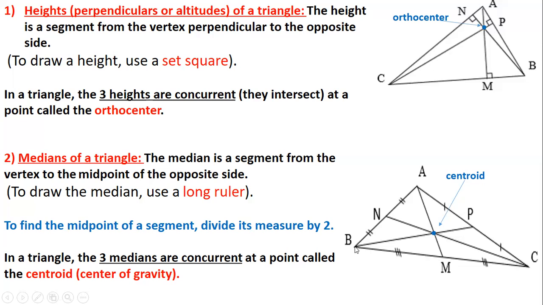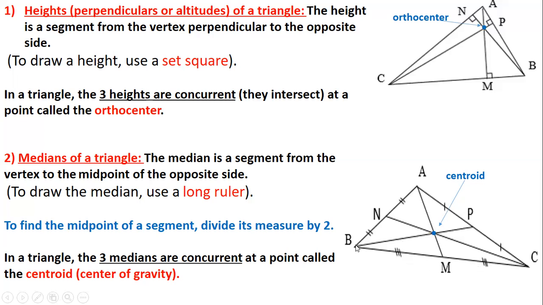Suppose I want to draw the midpoint of BC. I measure BC using a long ruler. Suppose the measure of BC is 6 centimeters. So I divide 6 by 2, it is 3 centimeters. So on the 3 centimeters using the long ruler, I assign the midpoint, which is M. So BM is equal to MC, since M is the midpoint of BC. After finding the midpoint of BC, I simply join it with A, then AM is called the median segment relative to BC.